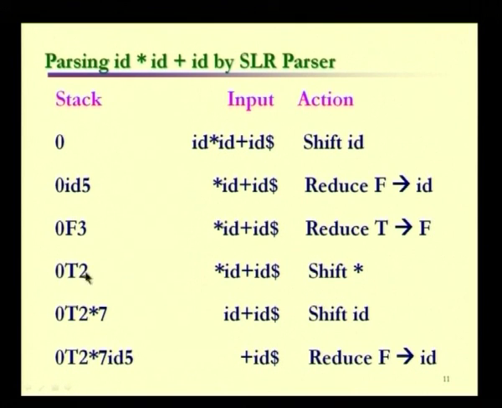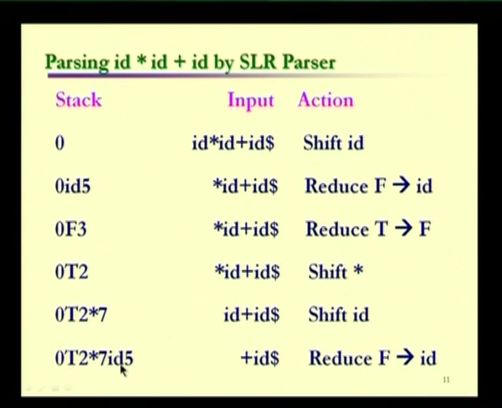0 comma T says 2, and 2 comma star is going to be shifting star onto that. Then we are having id comma 5, for 5 plus it's a reduce action, this id will be replaced by F, so we will be having T star F. So for T star F it is going to be a reduce action, because star is taking more priority than the plus, so T star F gets reduced.